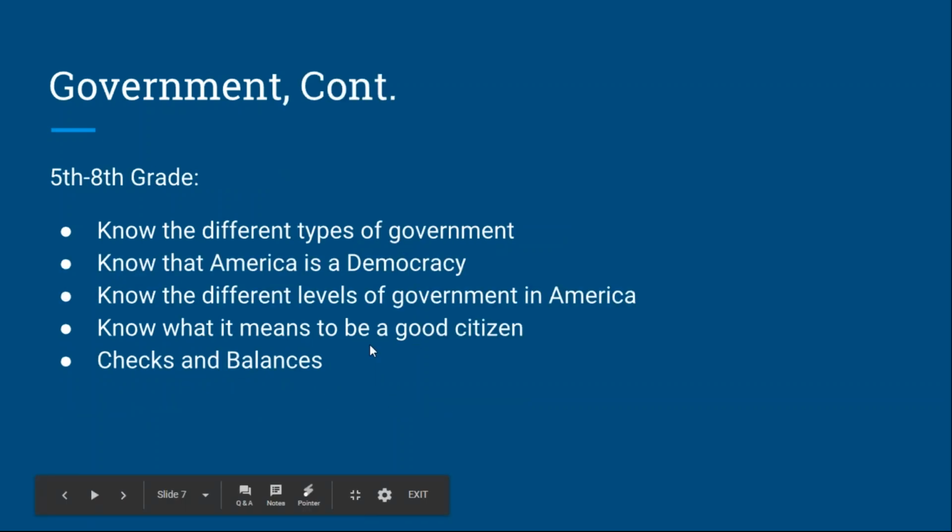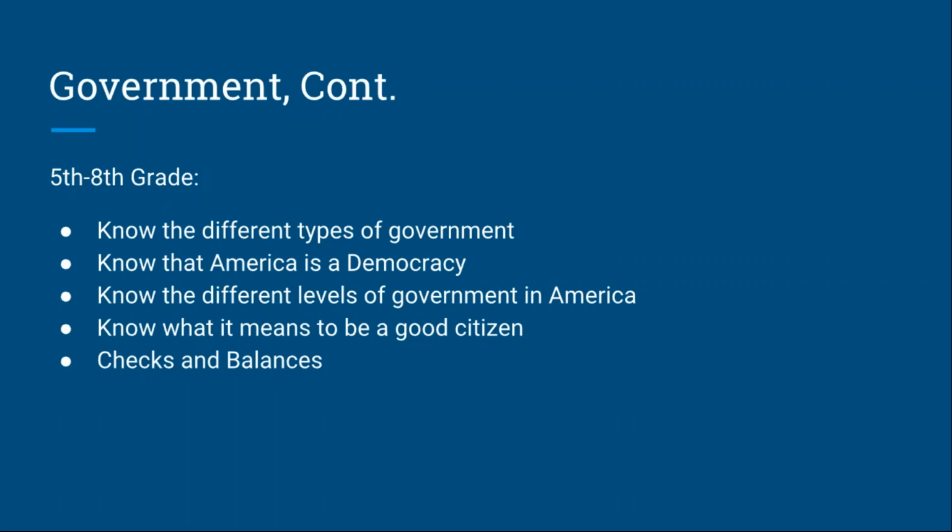And then in 5th to 8th grade, this is where you'll study the different types of government. You've got your republic, you've got your democracy, you've got your socialism, your oligarchy, your theocracy. Study what those mean and how they differ from America. And you want to study that America is a democracy. You should also know the different levels of government in America. There again, you've got your county government, your city government, your state government, and ultimately the federal government.